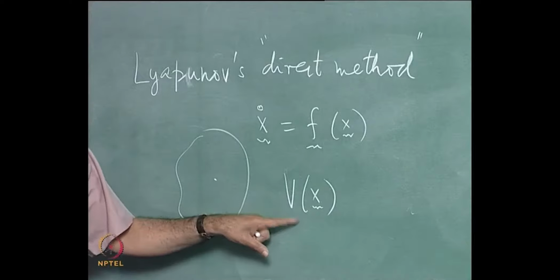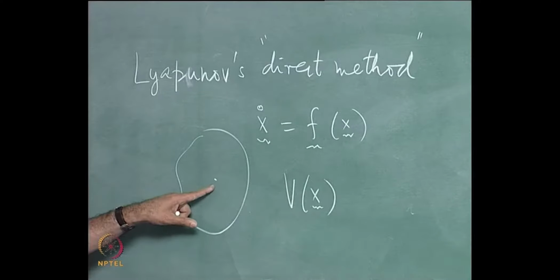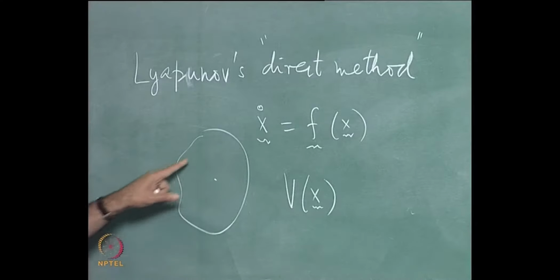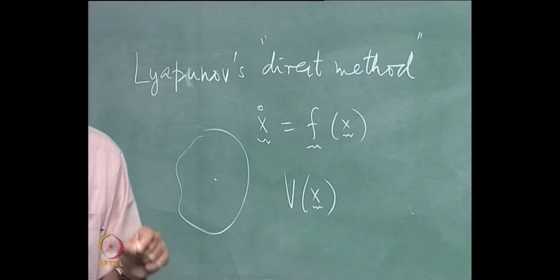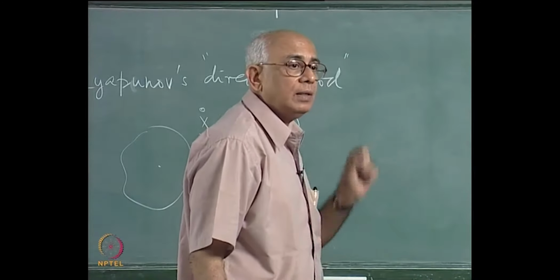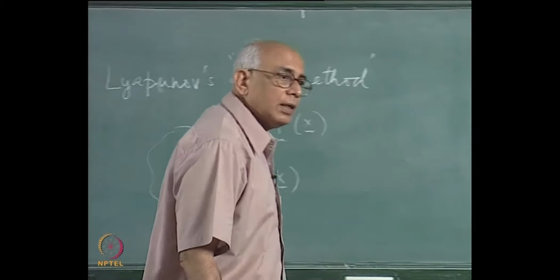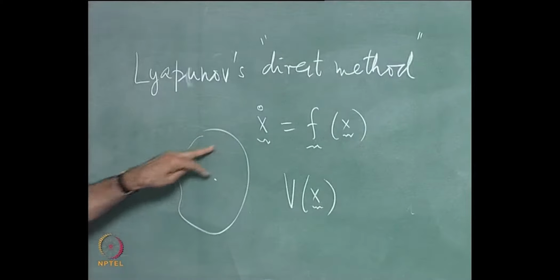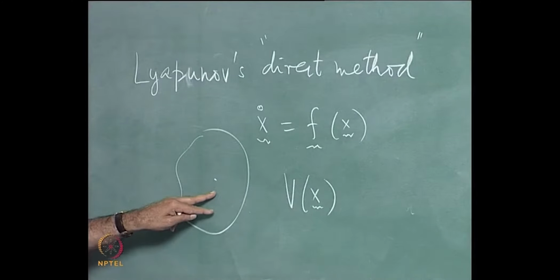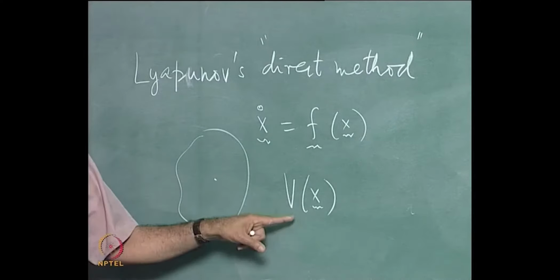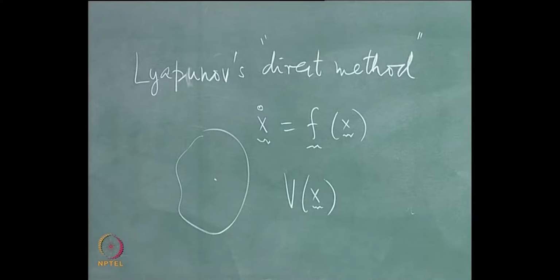If this V of x is such that it vanishes at the point you are interested in and does not vanish anywhere else in the neighborhood, but for instance V dot, the time derivative, has a definite sign everywhere else in this neighborhood and vanishes at that point, if it is positive everywhere here and vanishes here, I say V is positive definite, and if it is negative everywhere else and vanishes here, I say V is negative definite.